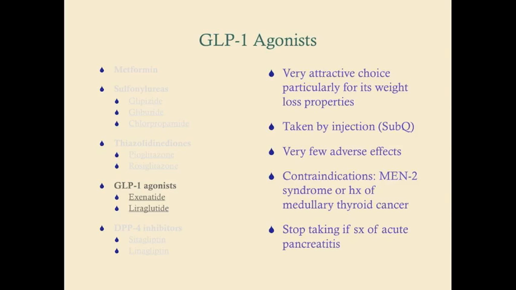GLP-1 agonists can be associated with acute pancreatitis. There's no causal link between GLP-1 agonists and pancreatitis, but it is recommended that if the patient starts to develop the symptoms of acute pancreatitis, that gnawing pain, back pain, they should stop taking their drug and see a doctor as soon as possible. Exenatide and liraglutide have been marketed as Byetta and Victoza, and they still are under patent.